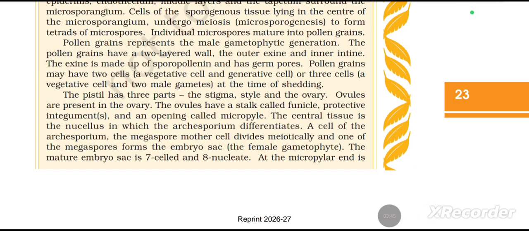The pistil has three parts: the stigma, style, and the ovary. Ovules are present in the ovary. The ovules have a stalk called funicle, protective integuments, and an opening called micropyle. The central tissue is the nucellus, in which the archesporium differentiates. A cell of the archesporium, the megaspore mother cell, divides meiotically, and one of the megaspores forms the embryo sac. The female gametophyte, the mature embryo sac, is 7-celled, 8-nucleate.